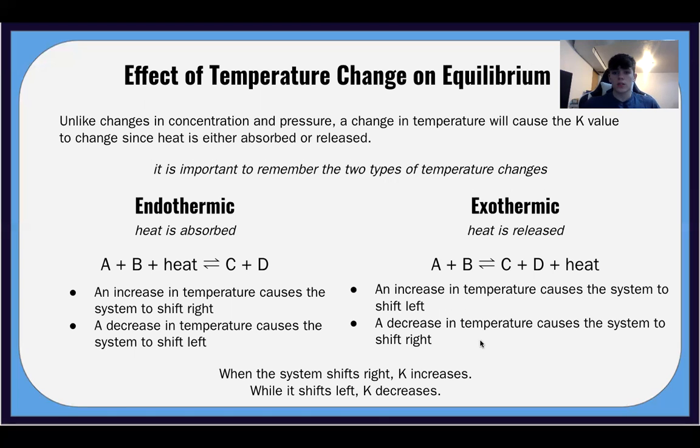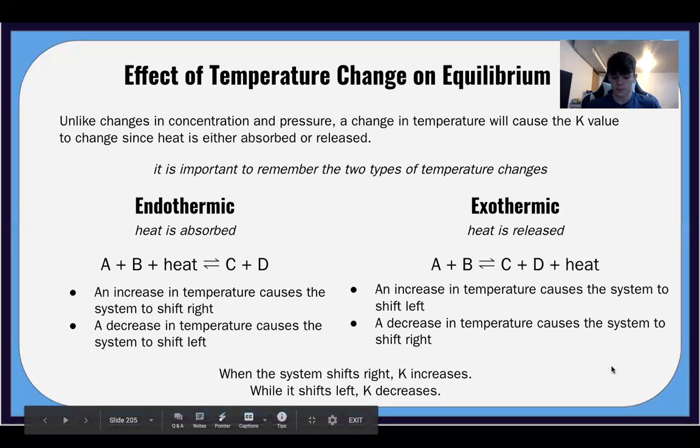Now, if we take a look at the exothermic, since heat is released, we can view this one as a product. If we increase the temperature, this will cause the system to shift left, and if we decrease the temperature, this will cause it to shift right. Now, when the system shifts right, K will increase, and when it shifts left, K will decrease.